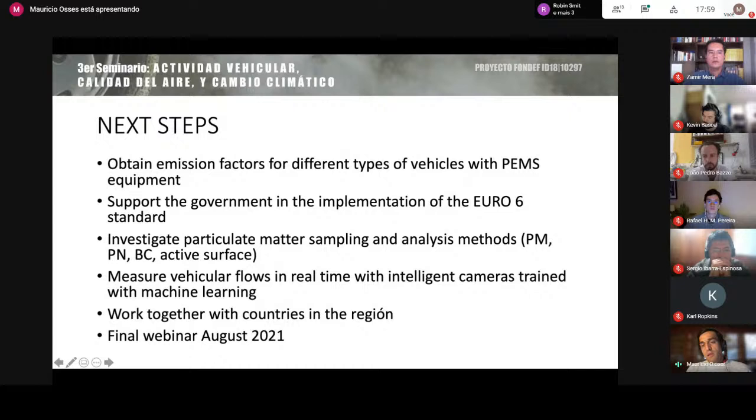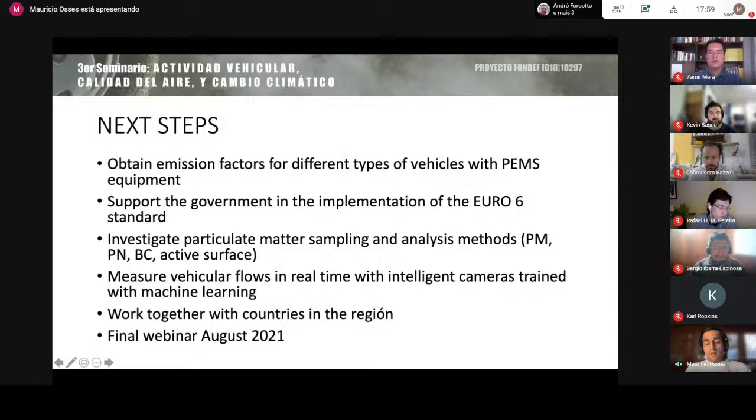But the government doesn't have the technical capability to use on-road testing. So we, from the academy, from the universities, are trying to provide this knowledge and train the people at the government on how to get the best equipment in the market, and also how to use it.